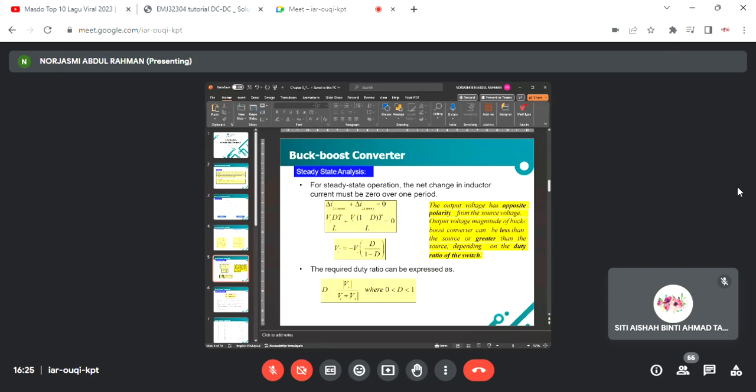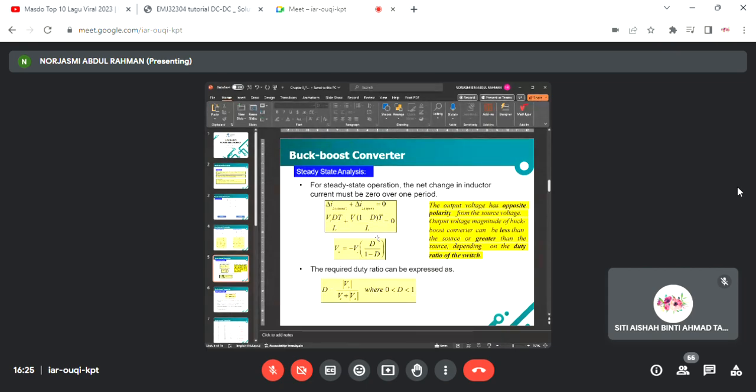So the required duty cycle can be expressed as d equal to V naught divided by Vs plus V naught, where the duty cycle varies between 0 and 1. Okay. In this case, we can see that if we vary the duty cycle, for instance, if the duty cycle is 0.1, now we have the term 0.1 divided by 0.9. So in this case, the gain is going to be 0.11, something like that.